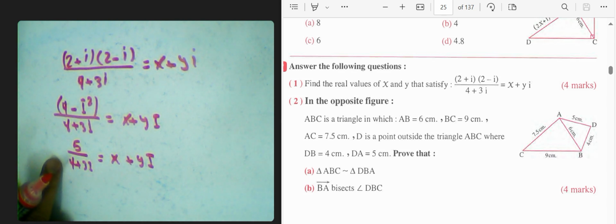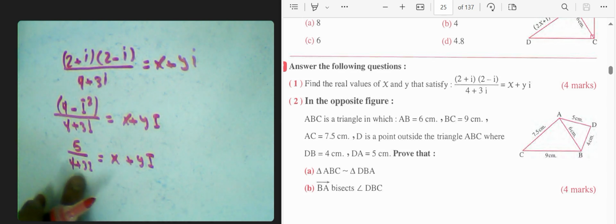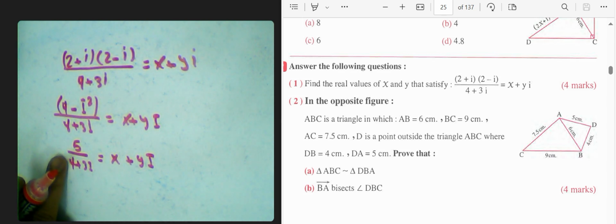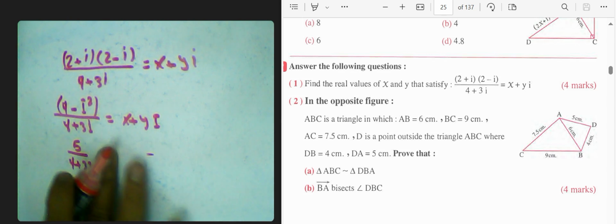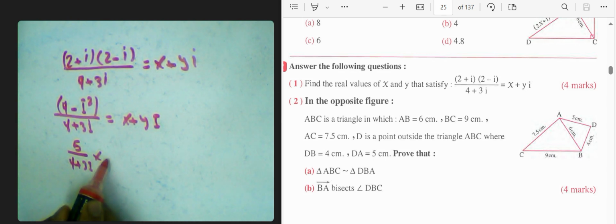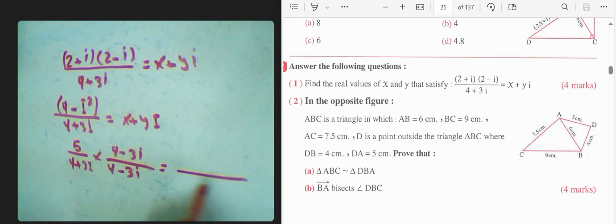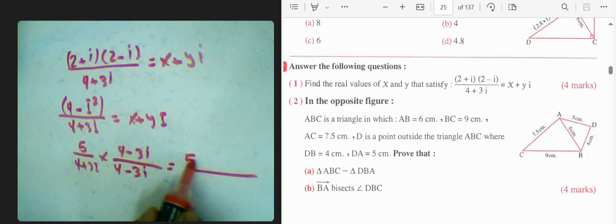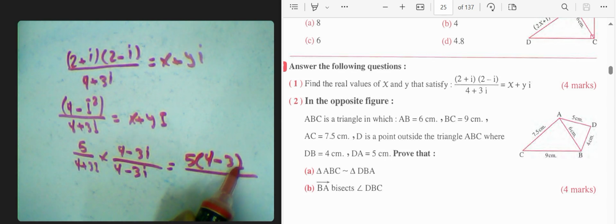This result here, I want to find the value of x and y. You can write this number in the simplest form. We have here 5 over 4 plus 3i. We can simplify it by multiplying by the conjugate of the denominator, 4 subtract 3i, and here 4 subtract 3i. And then you can write 5 times (4 subtract 3i) over 4 times 4 equals 16.